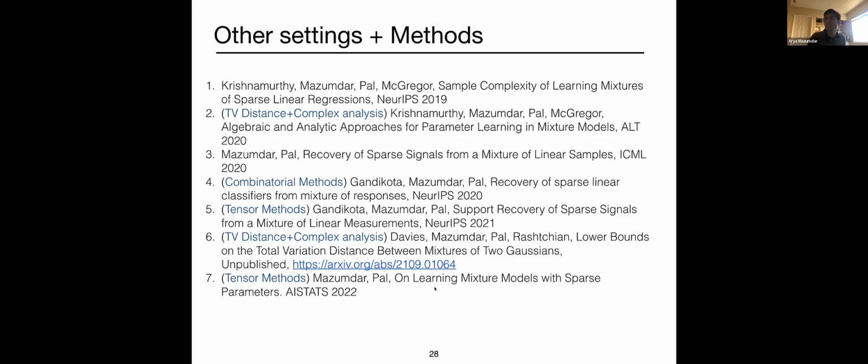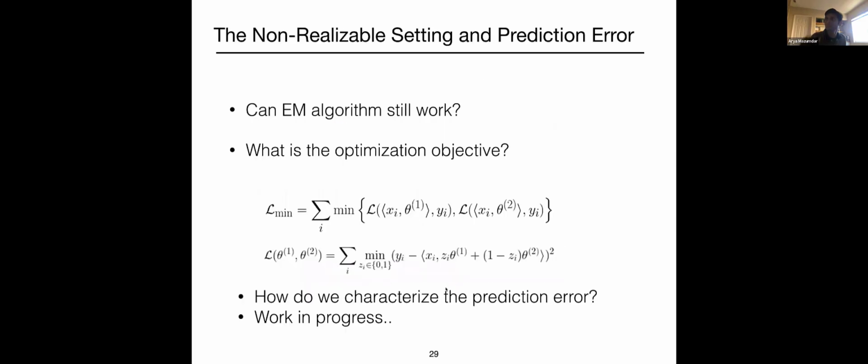So there are a few other papers. I have just collected all these references over here. Let's move over. Now let me get back to the non-realizable setting and the prediction error.